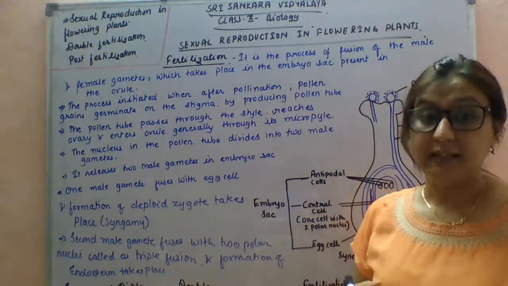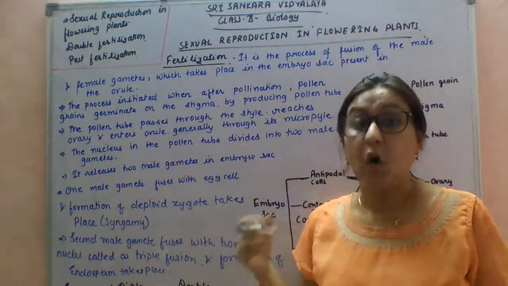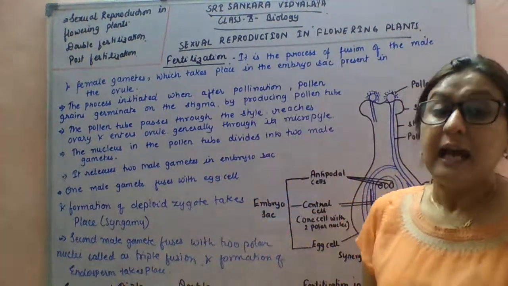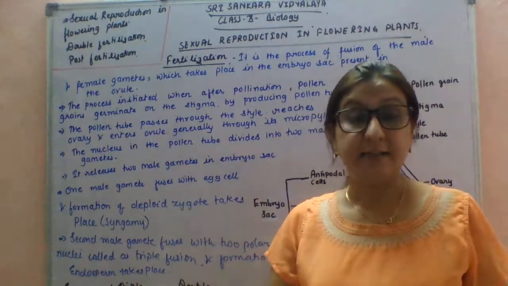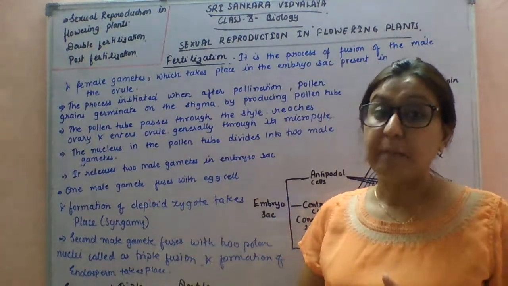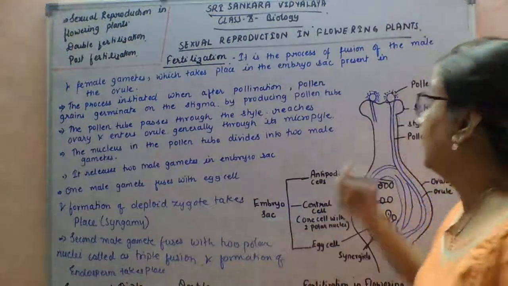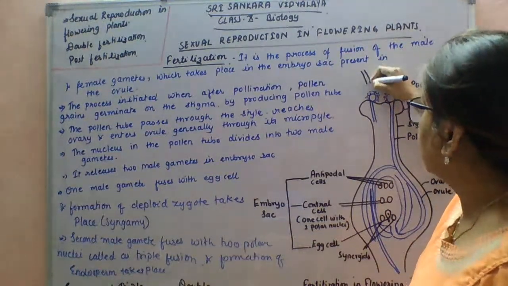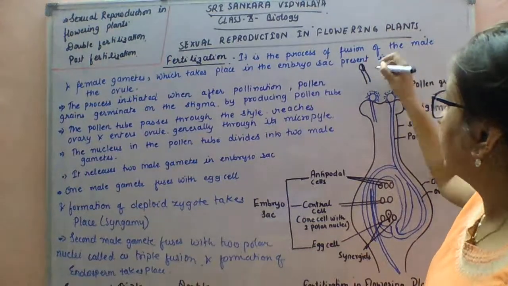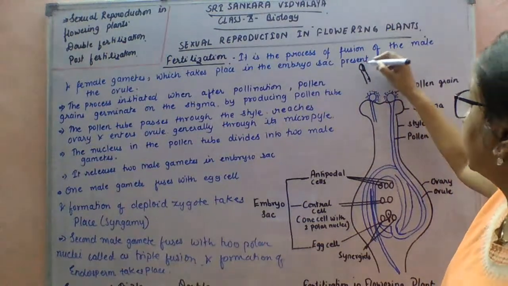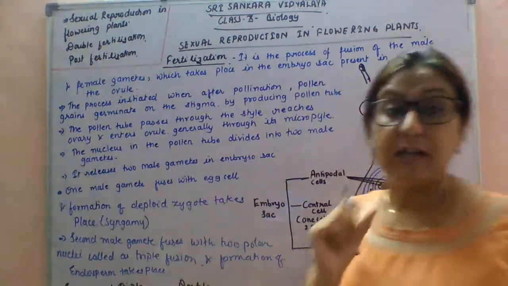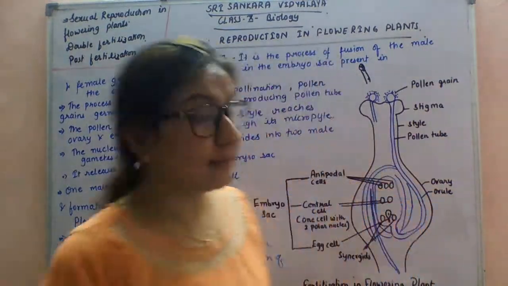How does fertilization take place in flowering plants, or you can say, how does double fertilization take place in flowering plants? As I explained in the previous class, the flower consists of a male part called the stamen. Stamen consists of two parts: first, the anther, and second, the filament. Anther consists of pollen grains and the filament is a stalk-like structure.